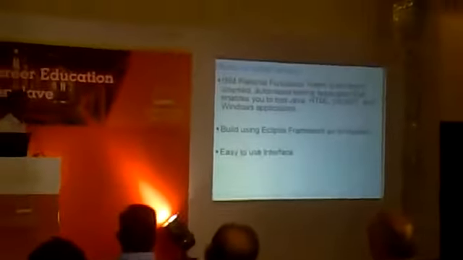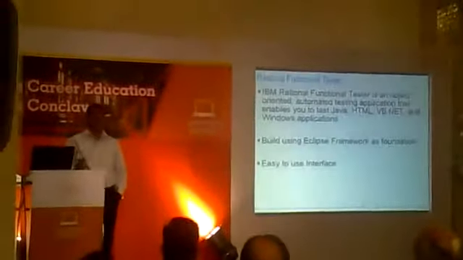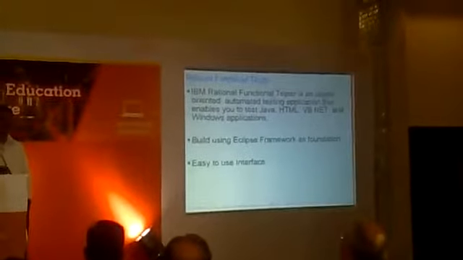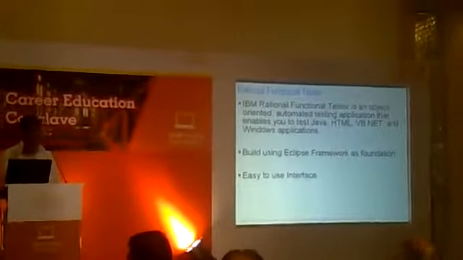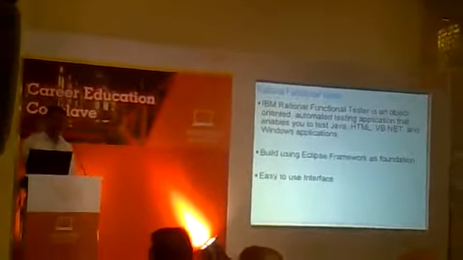As I told you, we have two different components. One is Rational Functional Tester, another is Rational Quality Manager. So this is Rational Functional Tester. It is an automation tool which can help you to record and playback scripts, and then you can define your expected result, and automatically it will check expected with the actual, and then it will log those defects. That is the job of the functional testing tool.